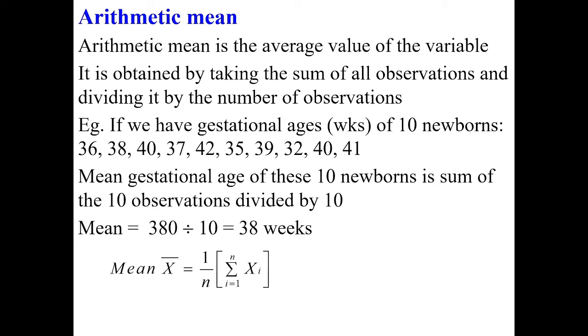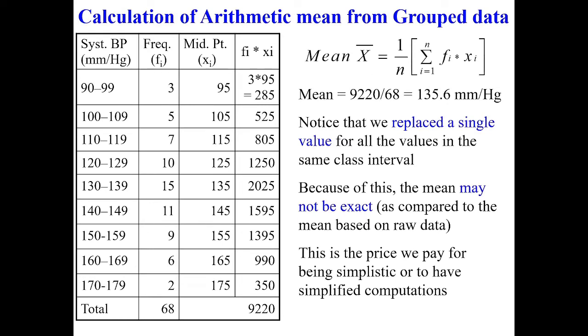So in generic terms, summation i equal to 1 to n of xi. When we talk about the first observation, i is 1, the second one, i is 2, like that. Then add up, and divide by n. So this is how we show the formula for calculation of the mean.